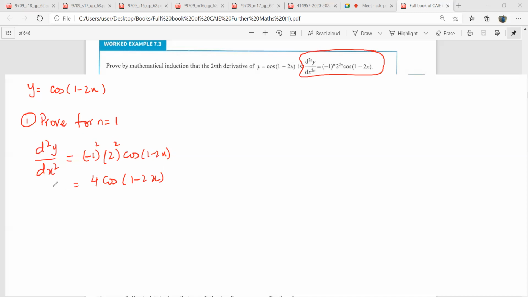Now let us show our muscles on differentiation. I'll first of all find dy by dx. That is going to be minus sine 1 minus 2x. Remember, the derivative of cos is minus sine, and then the derivative of its angle is going to be minus 2. So this is going to be 2.